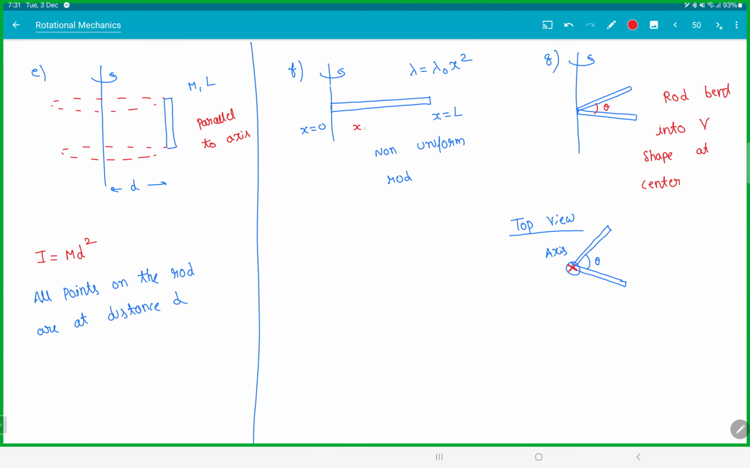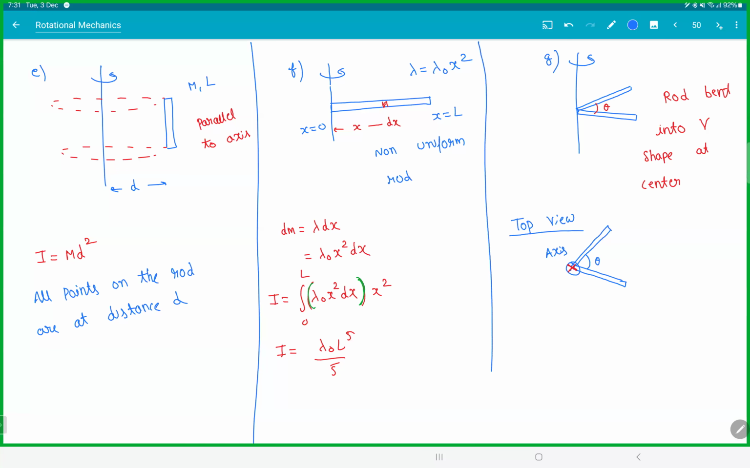Same story. At distance x, we take a small piece dx. This time the difference is dm will be lambda into dx, which is lambda naught x square dx. The moment of inertia will be dm times x square, so lambda naught x square dx into x square, from 0 to L. That would be lambda naught L power 5 by 5. This is your dm term, the one in the green box. We only had to change the lambda.